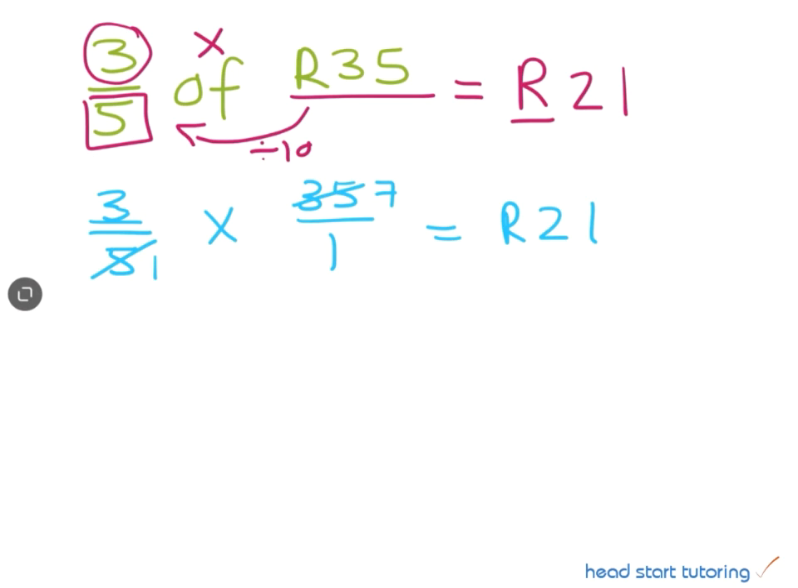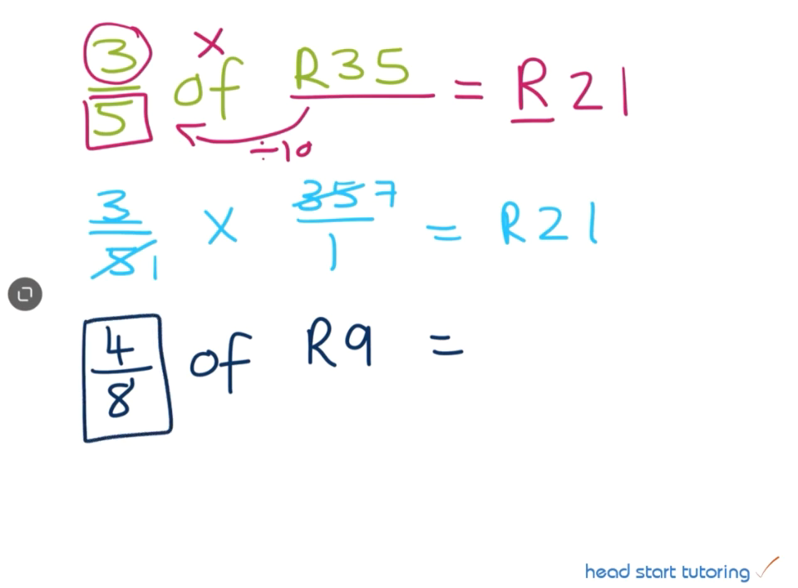Let's have a look at another example. If we've got 4/8 of 9 Rand, the first thing we need to do is simplify our fraction. So 4/8 we know is actually 1 over 2.